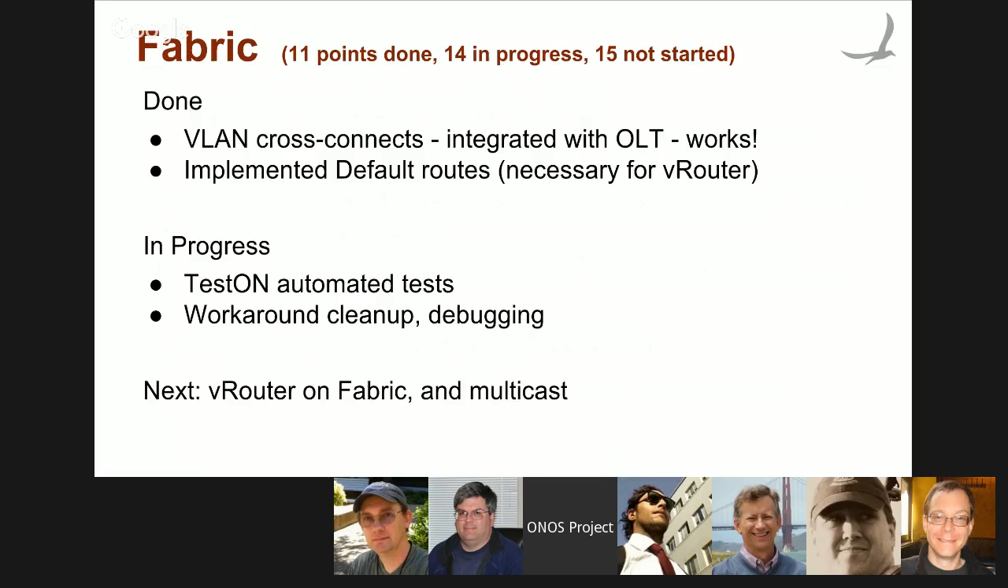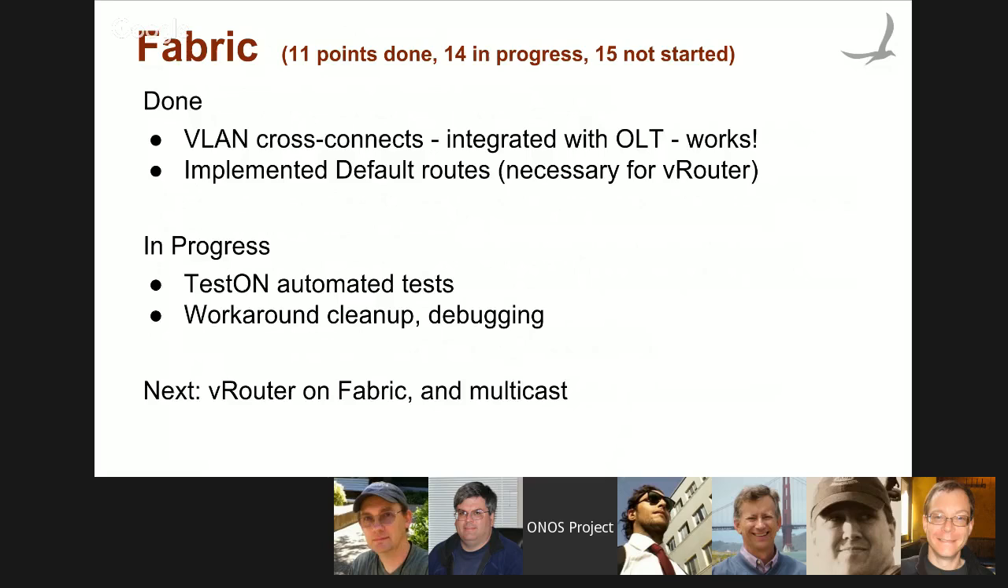Meanwhile, I'm working on vRouter, specifically on OF-DPA with Jono. So one of the next things that we'll do is once we have vRouter working completely in a standalone box, we will move over to having that working on the fabric. And multicast is the other big issue that Charles and I will focus on in the next sprint.